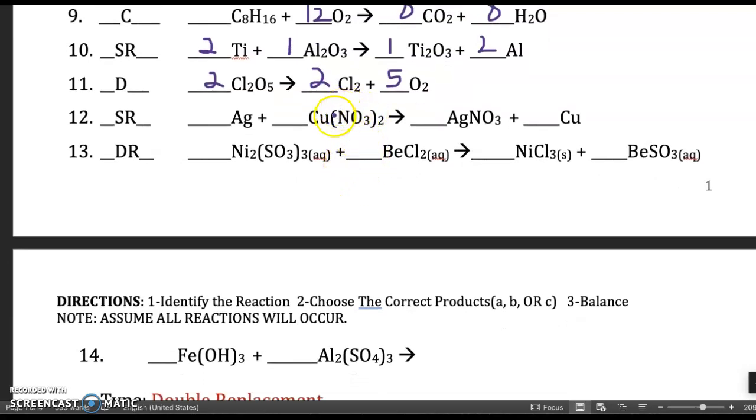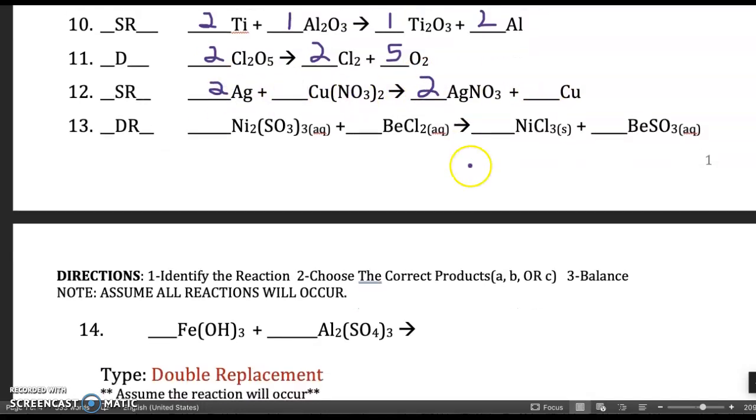Now in this one, you see how the nitrate I have 2 of? That tells me I'm going to have to double it over here. Then I can go 2 Ags, 1 Cu, 1 Co, I'm all good.